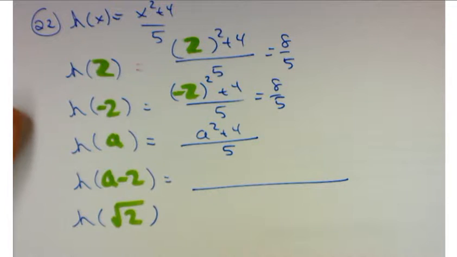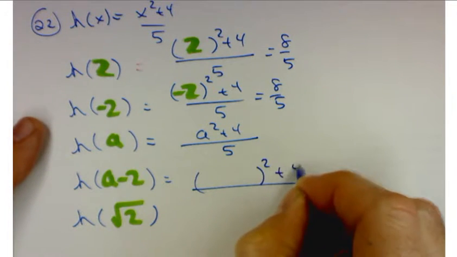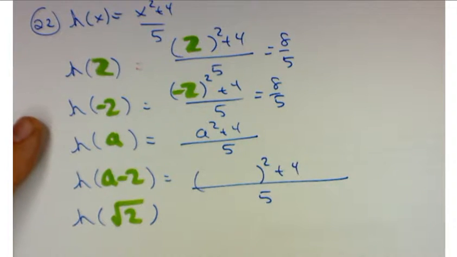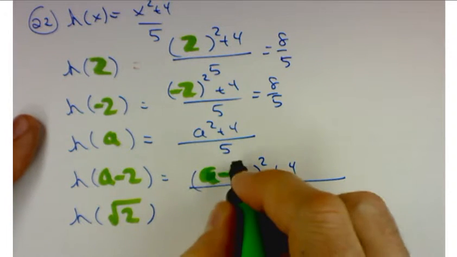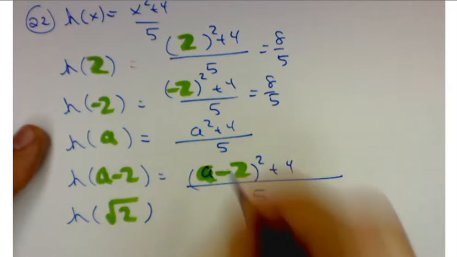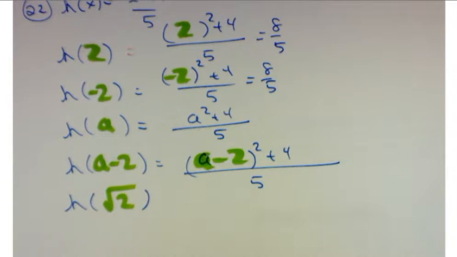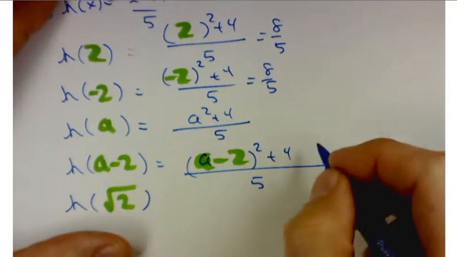Let's try h of a minus 2. So that'd be a minus 2 here, quantity squared. Cooper, when I square that out, do I get a squared minus 4 or a squared plus 4? Or? Well, how would I calculate that then? Foil it. Yeah, there we go. So we'd have to foil that one.